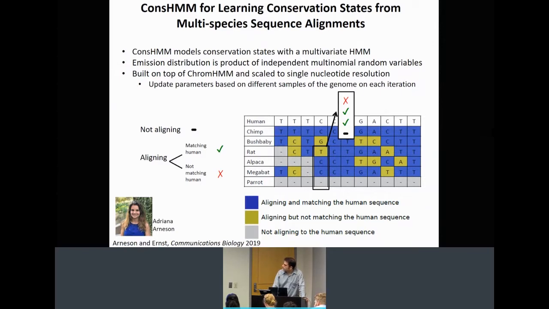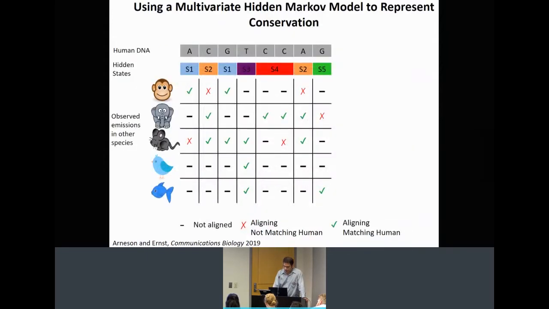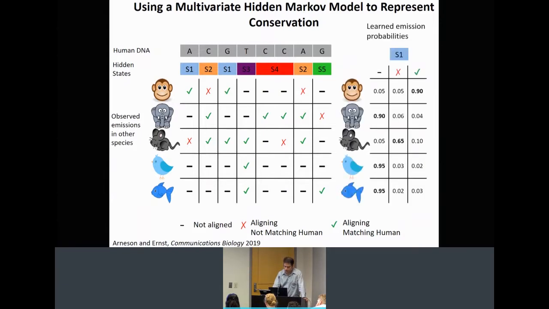We handle that by, instead of with ChromHMM, where we would go across the entire genome in every iteration of the Baum-Welch or EM algorithm, now subsampling different parts of the genome at each iteration. So what you're seeing now is an illustration of this modeling approach where you have the human DNA sequence, and then we're inferring these different hidden states based on these observations after our encoding for the different species, and then different states are associated with different probabilities of those three observations.